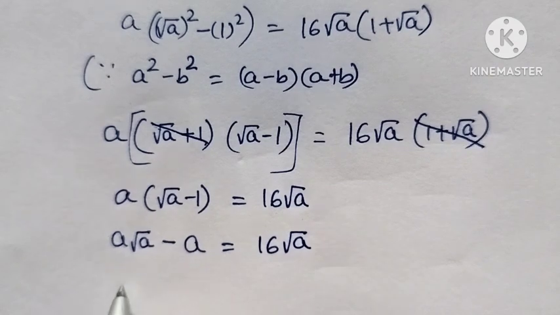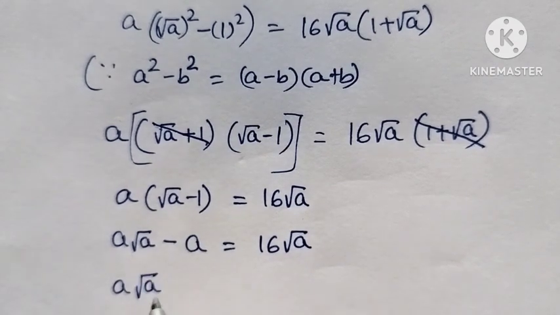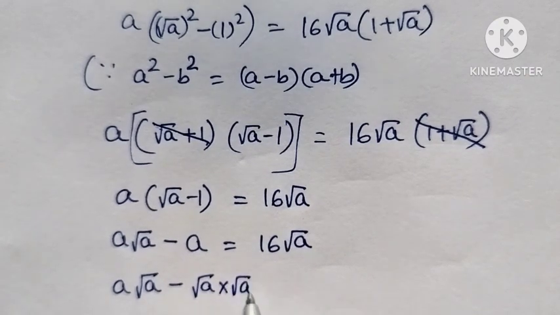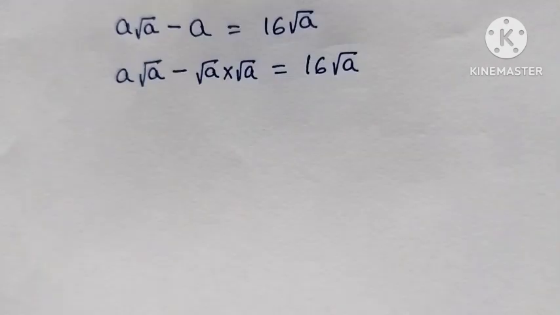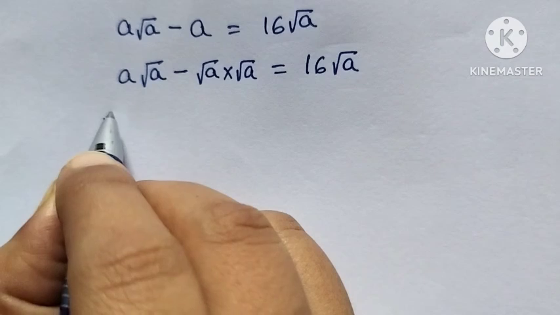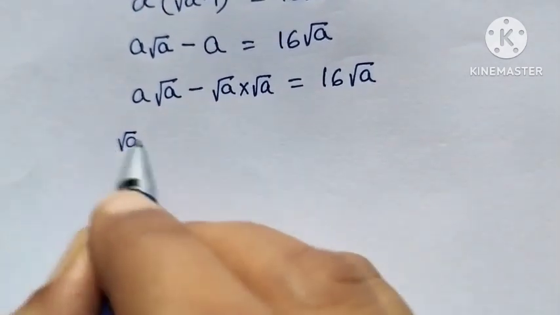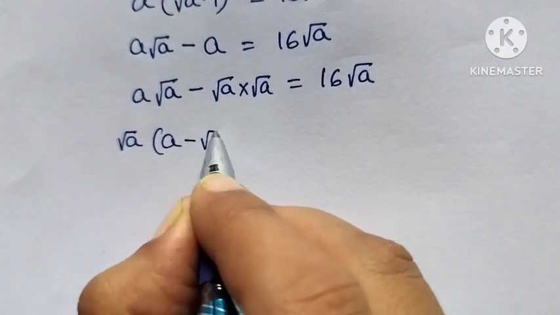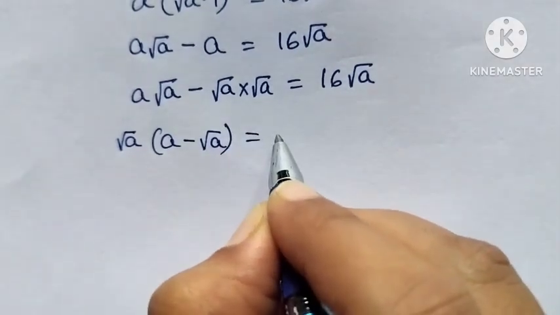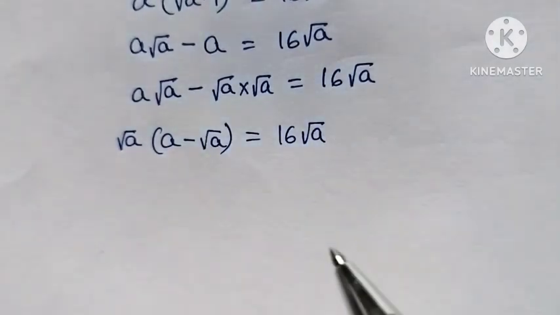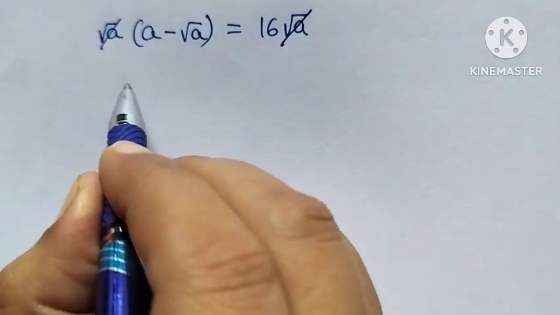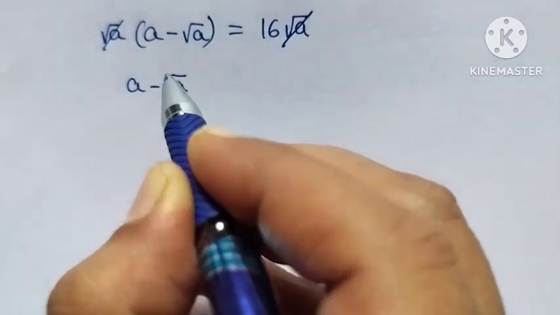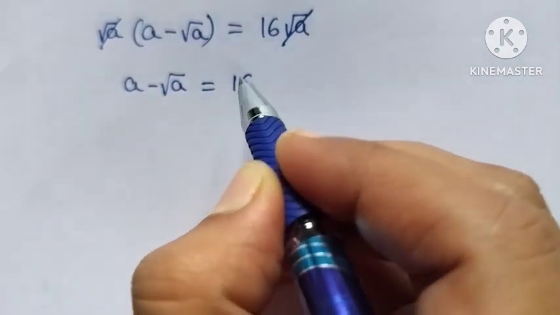Then the next step is a into root a minus a, split into root a into root a, is equal to 16 root a. Then root a is common. Then what is the value? a minus root a is equal to 16 root a. Then these two root a cancel, then the value of a minus root a is equal to 16.